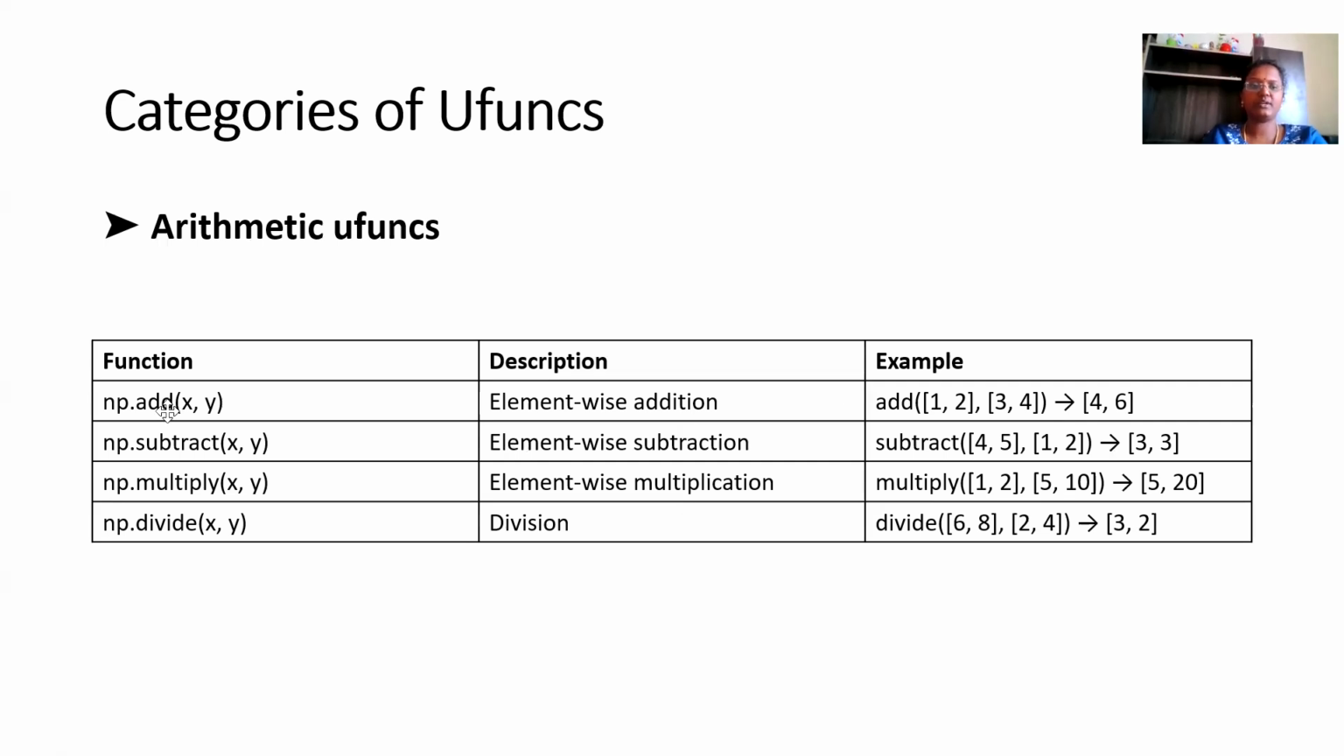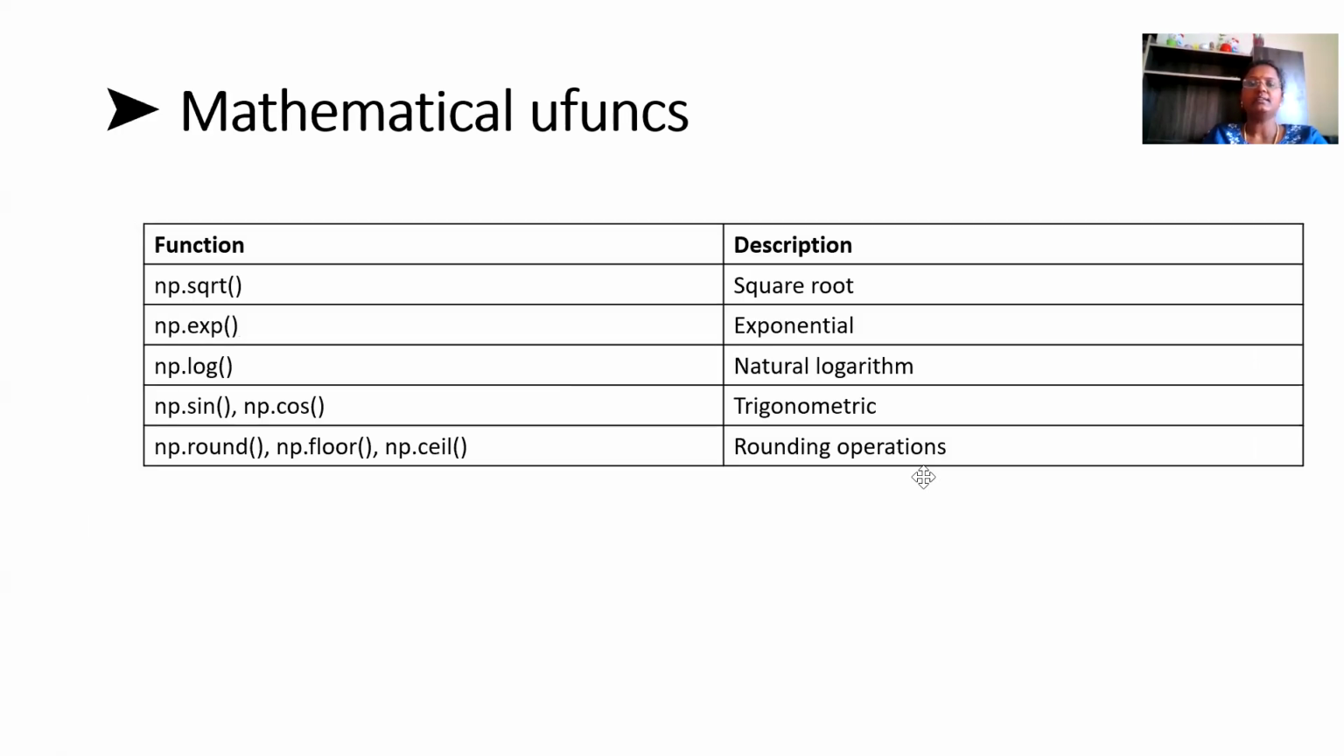And subtraction. Here you can see np.subtract(x, y) will give you the output. If you give the x, y input values, automatically it will give you the output. In the same way, element-wise multiplication and division. The next thing is mathematical universal functions. Here you can apply square root, exponential, log, trigonometric, and rounding operations. For all these things, you can directly use these functions.